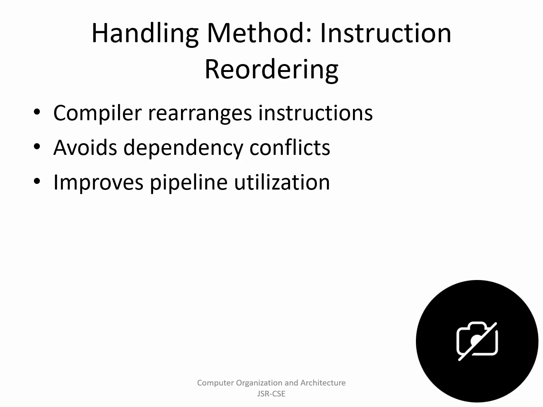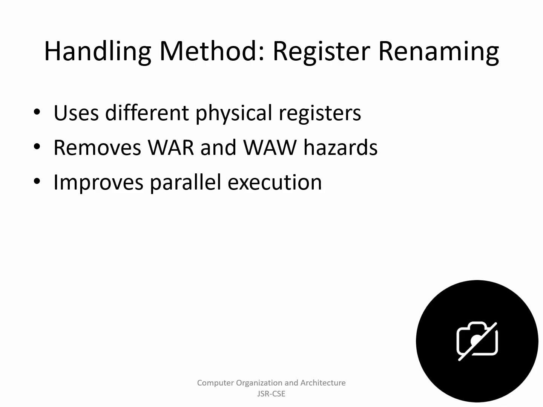The next method is instruction reordering. Here, the compiler rearranges the instructions, avoids the dependency conflicts, and improves pipeline utilization. The next method is register renaming. This will avoid write after read hazards and write after write hazards, because the results cannot be written on the same register. The register can be renamed, so individual results can be saved. For this, it uses different physical registers and improves the parallel execution.